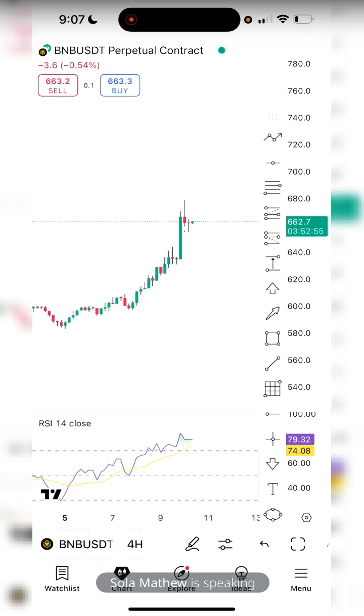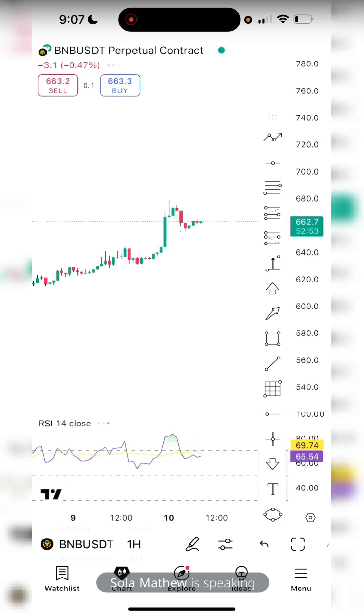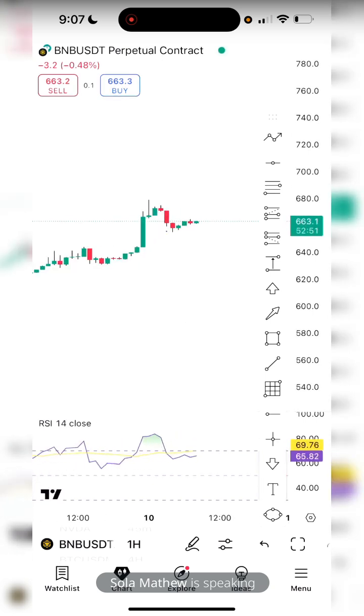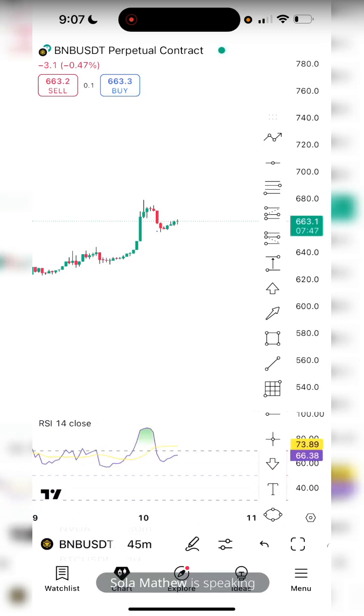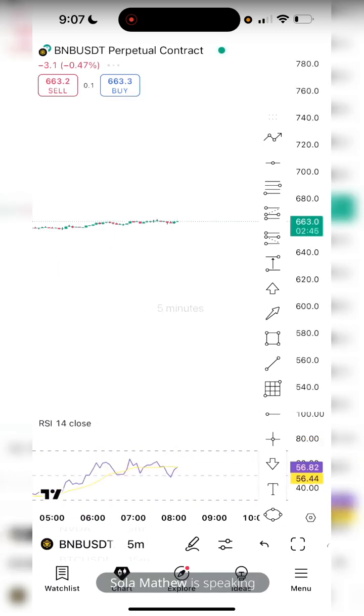Now, you can change it to 1 hour again. You see, under 1 hour too, it's still an uptrend. If you change it to 45 minutes, or let's change it to 5 minutes.